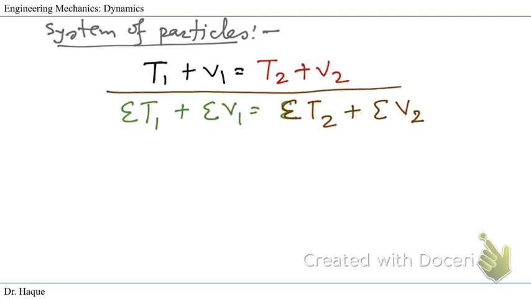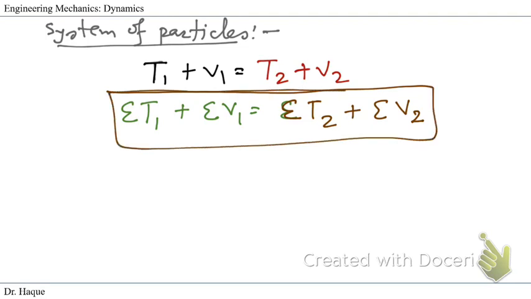So this is the same way as before. If there is more than one force, we take the summation of the forces. Same here. If we have more than one particle, a system of particles, we just sum each of those together, and we'll have our conservation of energy.